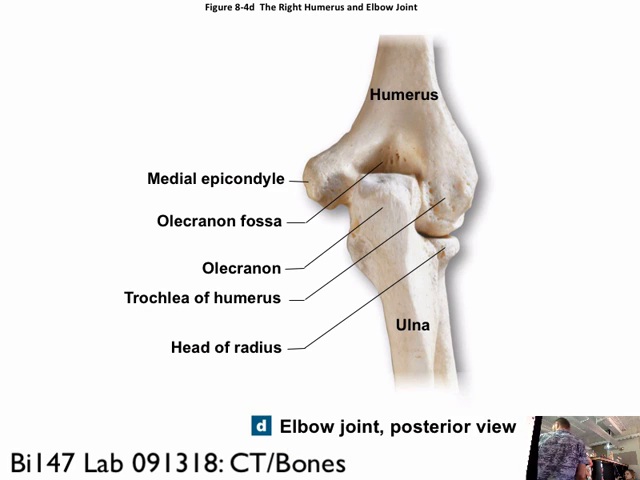All right, so here we see it. Here's the back of the elbow joint. Here's the olecranon fossa, and this part of the ulna bone is called the olecranon. It's curved up and locked into place with that when the arm is extended.